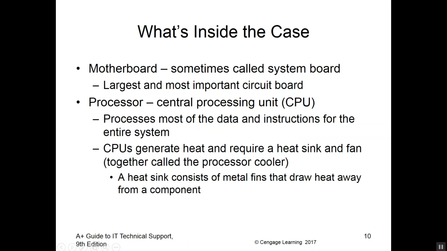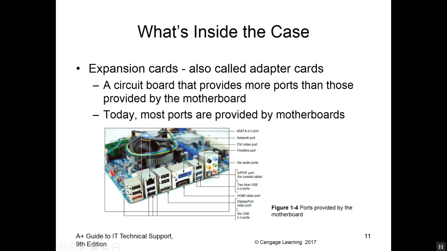Now, motherboard is sometimes called the system board. It's the largest, most important circuit board itself. The processor is the CPU. It processes most of the data instructions for the entire system. Now, it can generate a lot of heat and needs a heat sink on top of it. And we see the heat sink here, these little blades. Those blades create a great deal of surface area for air to flow across and exchange heat so that the heat is removed.